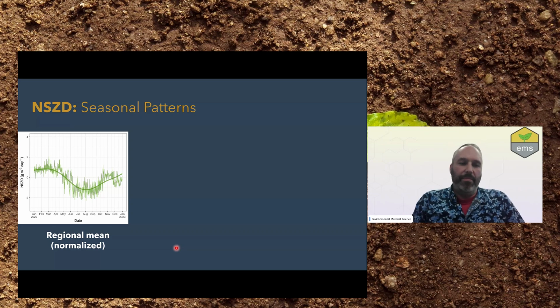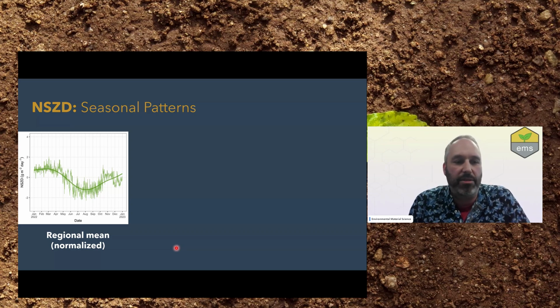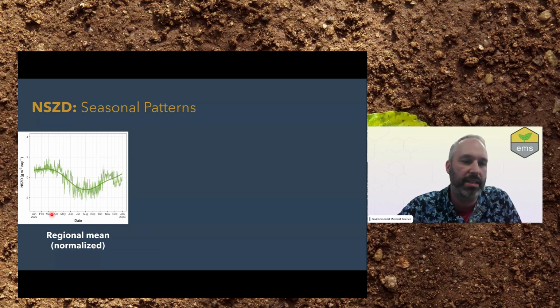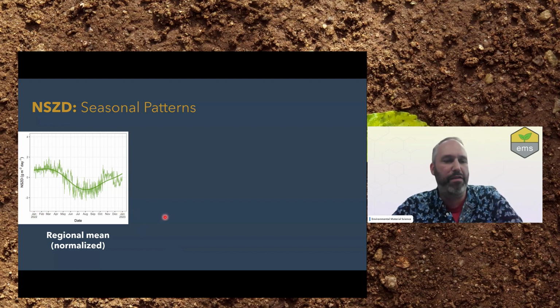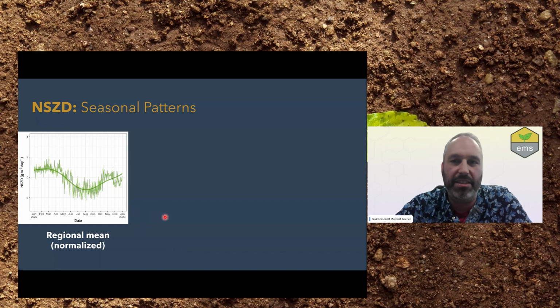This is what the regional mean natural source zone depletion looks like from those sites. This is for January to January, so it's a calendar year. Now we've normalized it because sites are going to be higher and lower, but they're going to exhibit similar patterns through time. So we just want to be able to compare apples to apples. So that's why you see some negative numbers here.